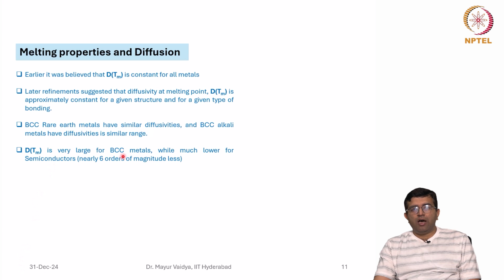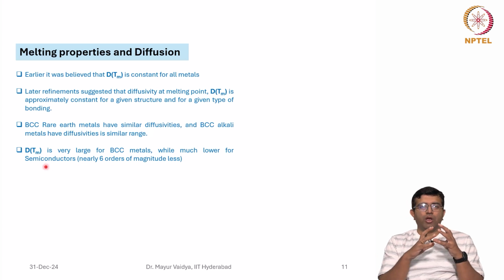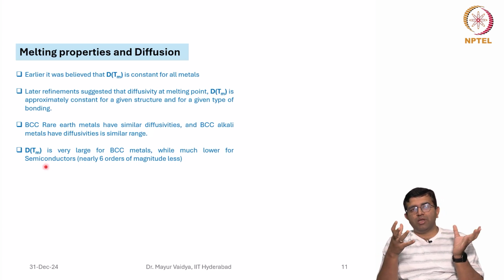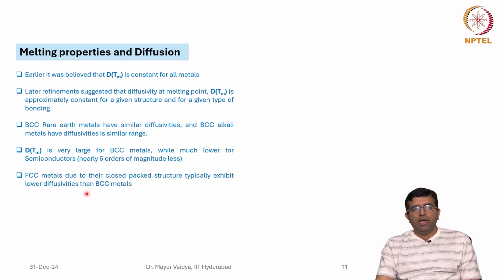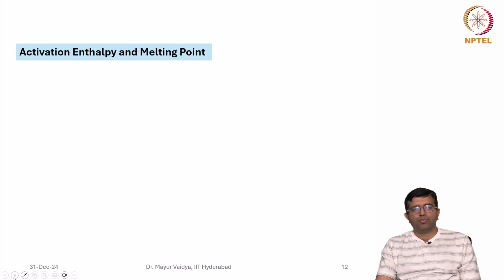DTm is actually very large for BCC metals, while much lower for semiconductors, nearly 6 orders of magnitude less. So that again tells us that at melting point, not all types of metals will have the same diffusivity. Semiconductors, due to their bonding, have much lower diffusivity values. FCC metals in general, due to their close structure, typically exhibit lower diffusivities than BCC metals.